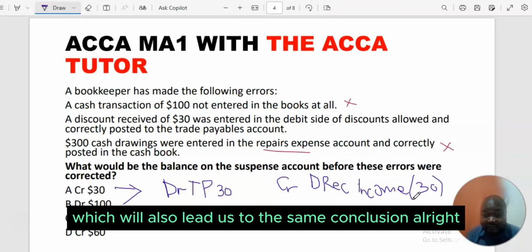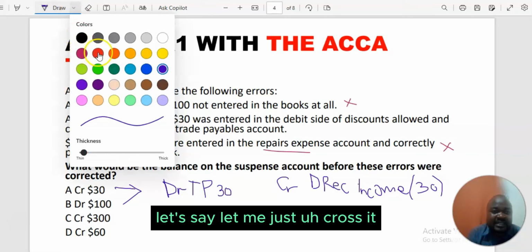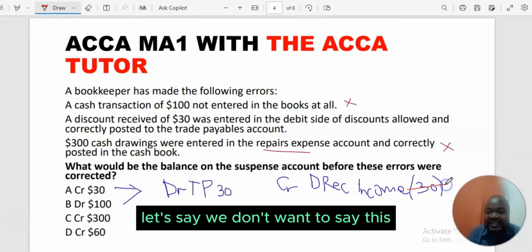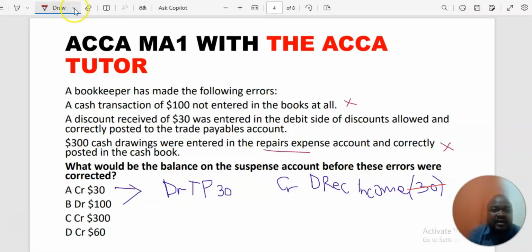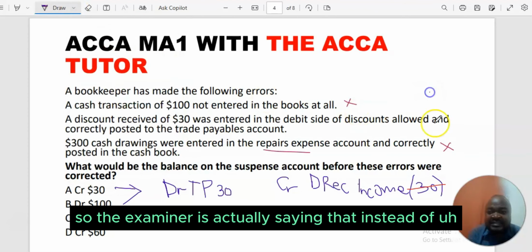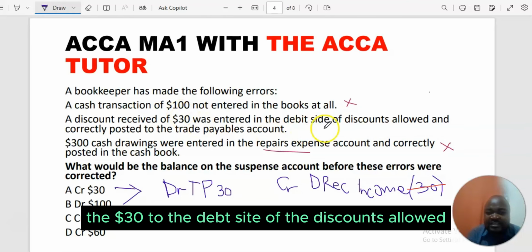Which will also lead us to the same conclusion. Let's say we don't want to say this. Let us just follow the actual wording the examiner used. All right, so the examiner is actually saying that instead of doing that, they posted the $30 to the debit side of the discounts allowed.